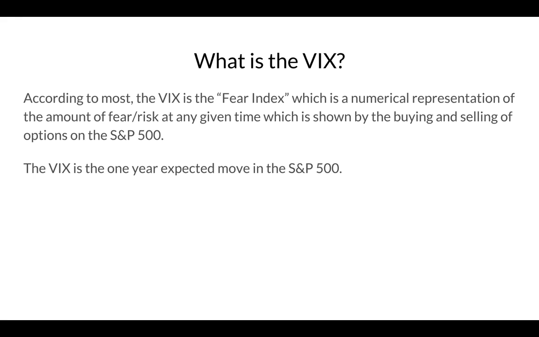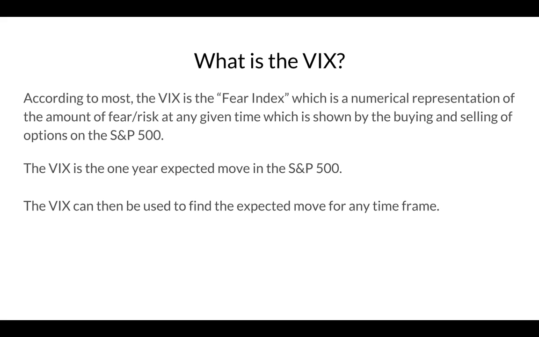So if we see a VIX that's 20, for example, that means within the next year, 365 days from that point, the market expects the S&P 500 to be within 20% up or 20% down. And then we can take that VIX number and use it for any time frame, and I'll link below in the description for exactly how you can do that.